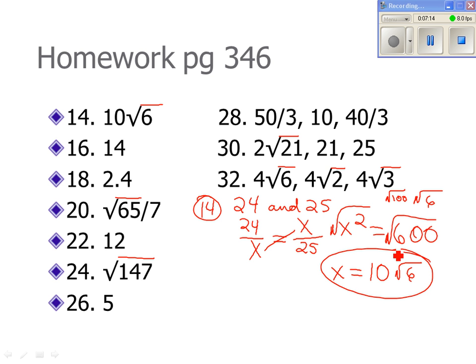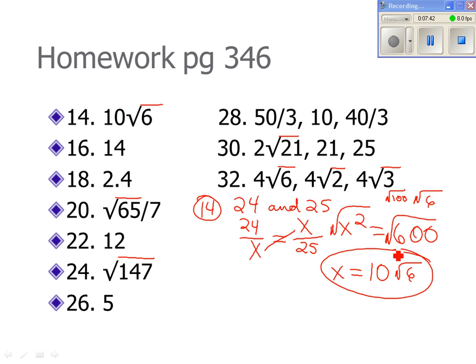What was that as a decimal answer to help everybody out? 24 point something? What'd you get? 24.494. So about 24.5. Yeah, number 18.